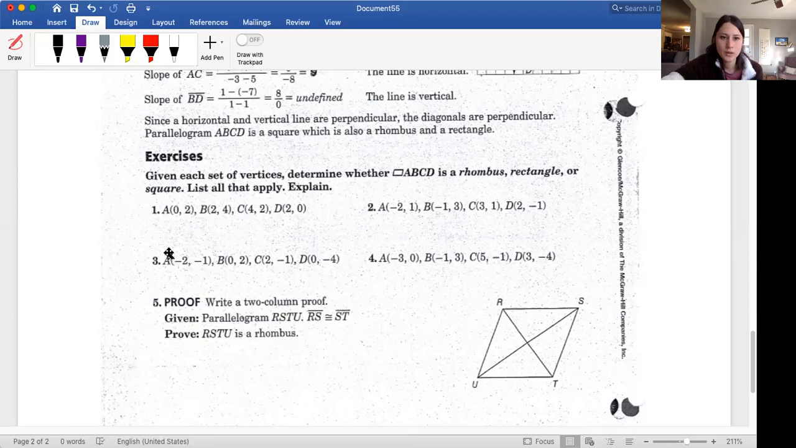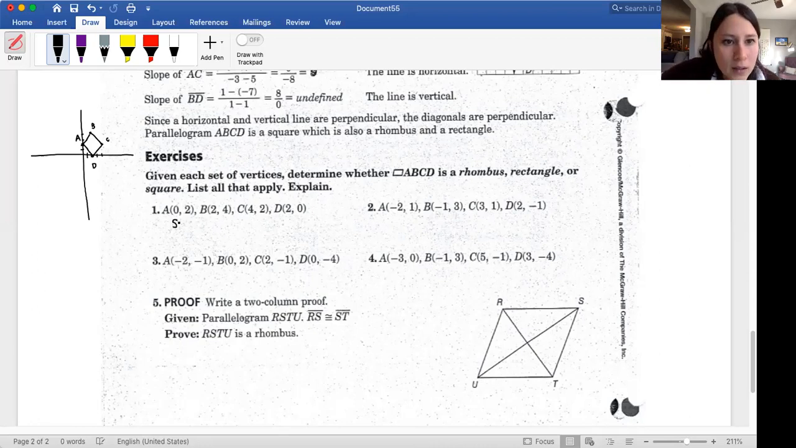So I'll do number 1 with you. My drawing's not going to be perfect because I do not have graph paper right here, but I'm just going to plot this down. So (0, 2), label your points, (2, 4), (4, 2), and then (2, 0). Okay, so looking at this, it looks like a square. You might not be completely accurate, but you're going to decide. I think this is a square.